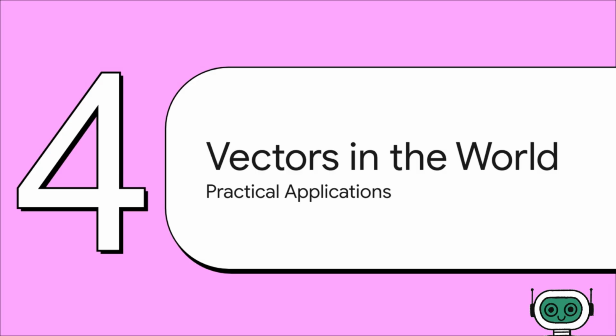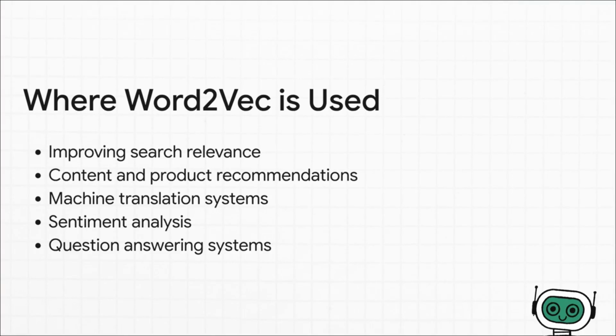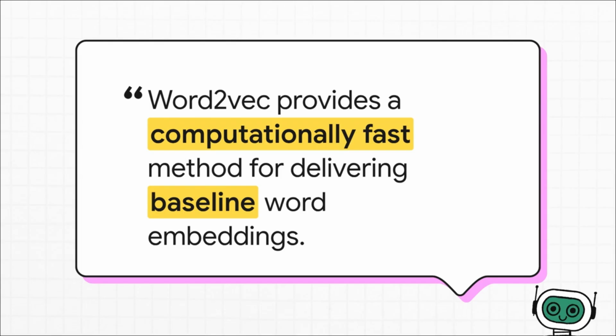So this technique is over a decade old. Why should you still care about it today? Well, because these vector maps are still fundamental to a lot of technology we use every day. They power smarter search engines, they help with product recommendations, and they're a key component in everything from machine translation to sentiment analysis. And this really gets to the core of it. Even with more advanced models out there, word-to-vec is still so relevant because it's fast, it's cheap to run, and it provides a really solid baseline for almost any task involving language.